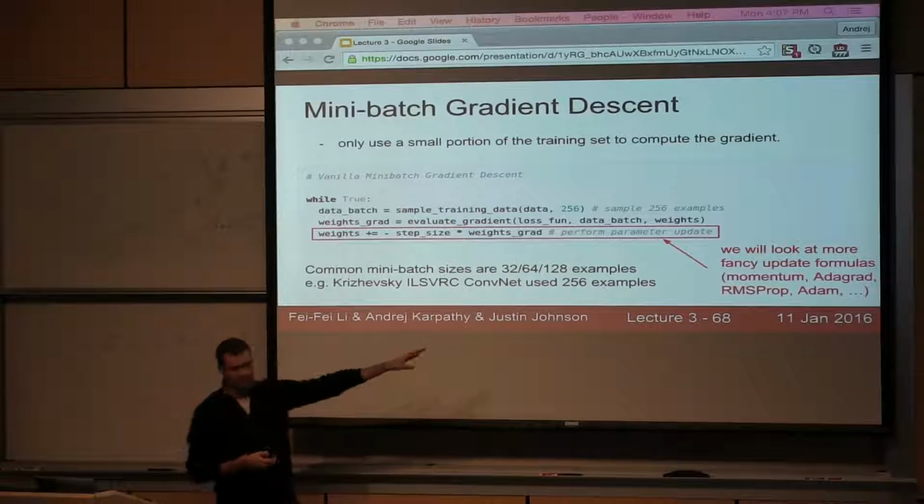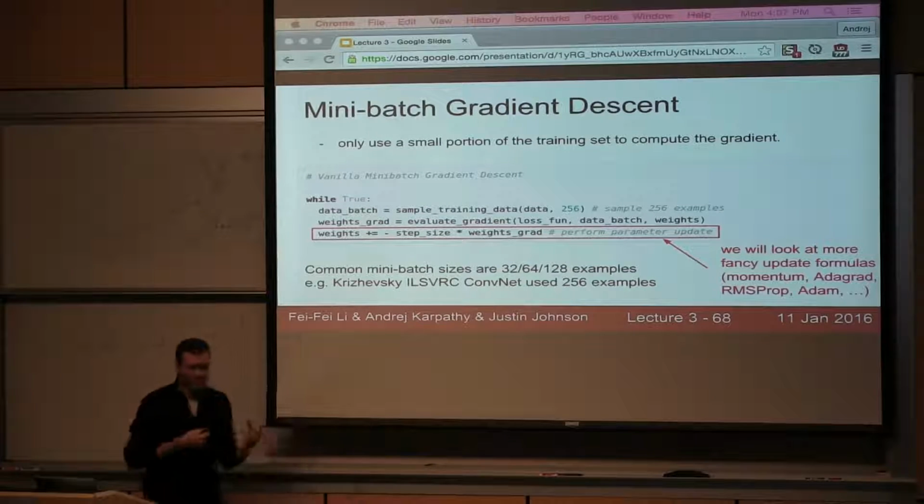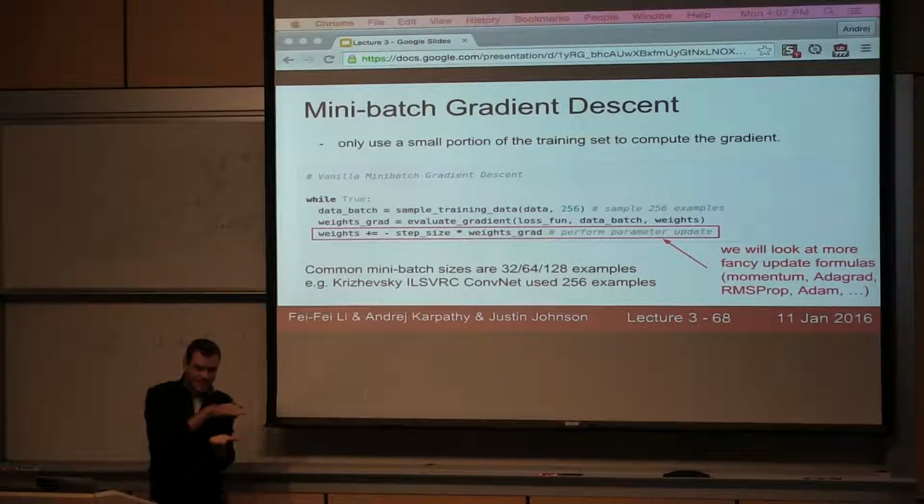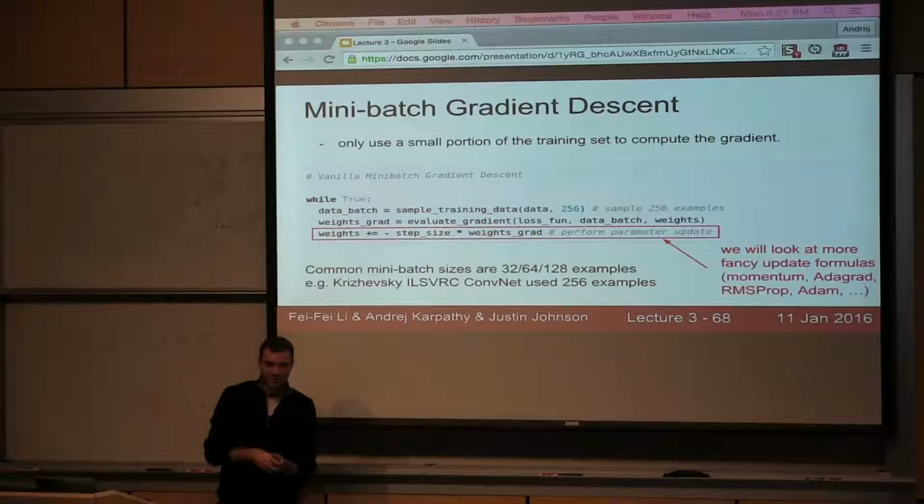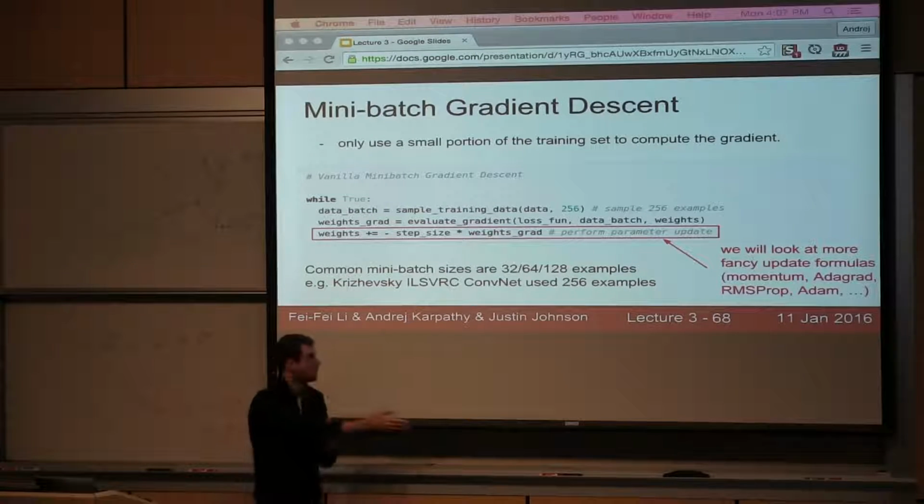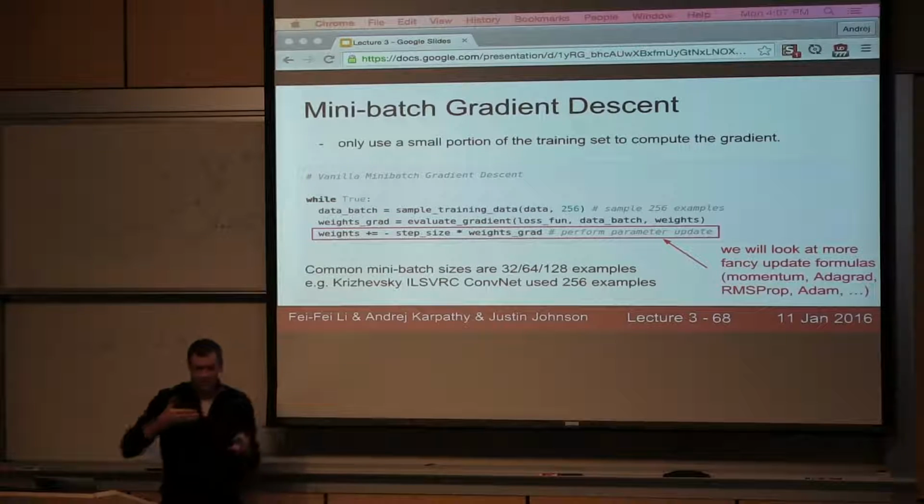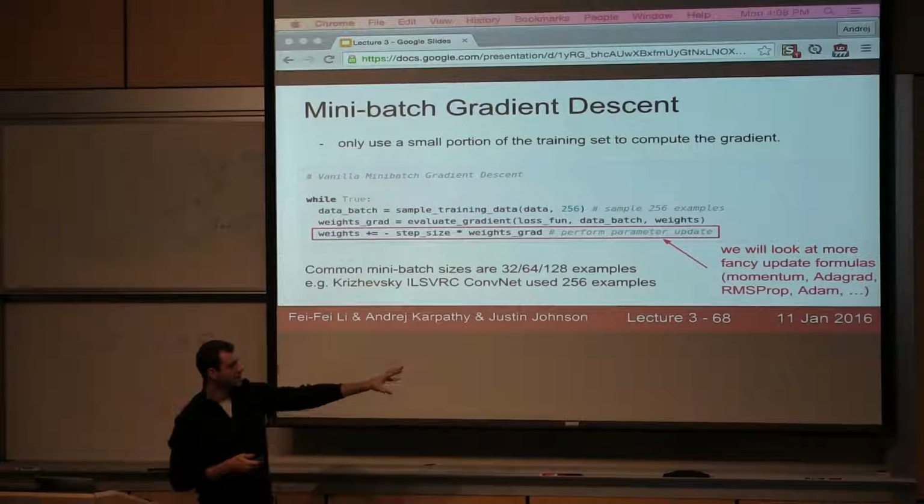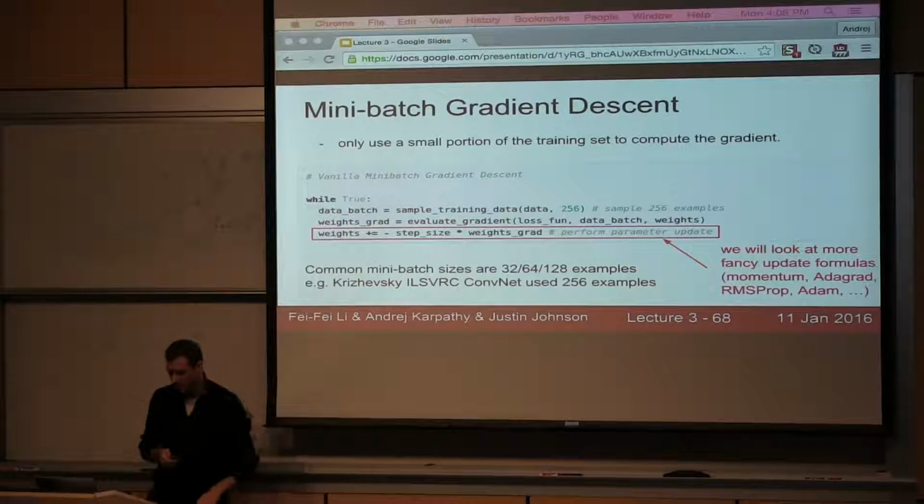But there are many formulas such as momentum that was already mentioned. In momentum, as you're doing this optimization, you imagine keeping track of a velocity. So as I'm stepping, I'm also keeping track of my velocity. If I keep seeing a positive gradient in some direction, I will accumulate velocity in that direction, so I'm going to go faster in that direction. There are several formulas, and we'll look at them shortly in the class, but AdaGrad, RMSprop, Adam are all commonly used.